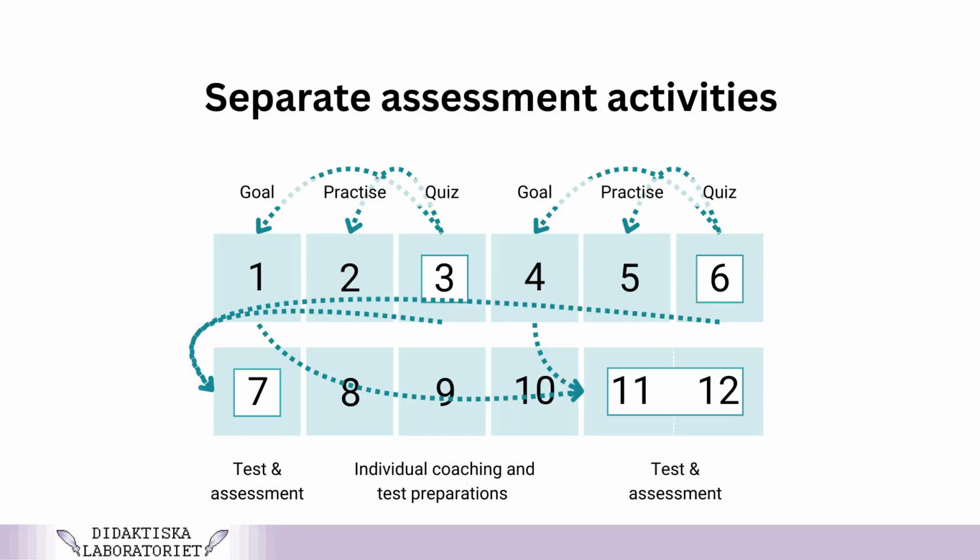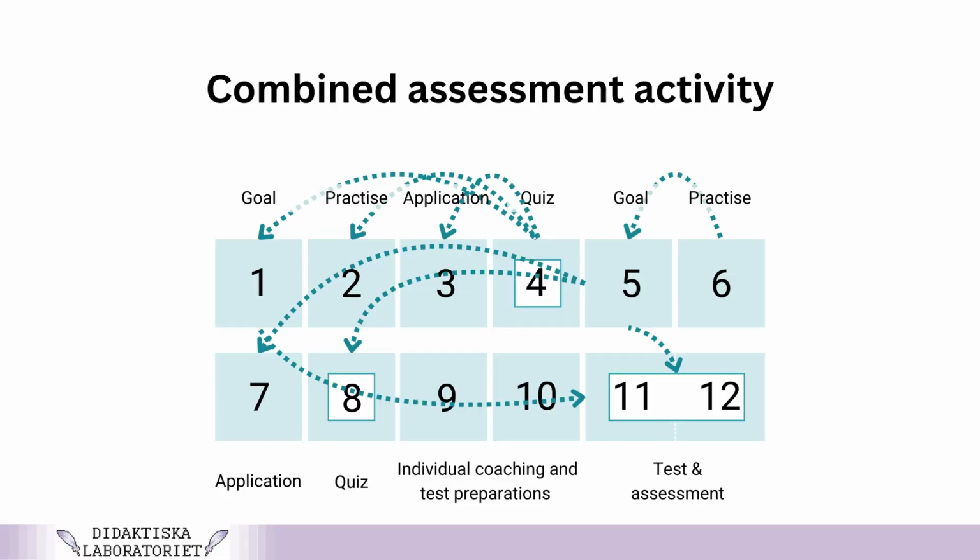After that, I give them feedback, and then eventually they have a second test based on the goals. So for example, if they write an essay or if they hold a speech, I want to look for those specific things that I've taught them previously. The other way that I do this is what I call the combined assessment activity.